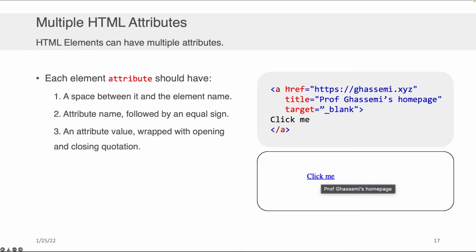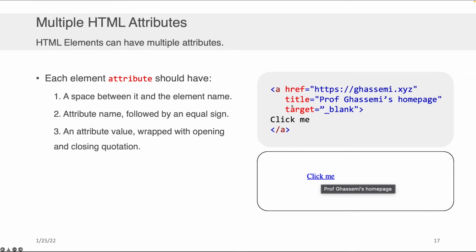I also want it so that I give this link a title. What this will do is it will make it so that when I hover my cursor, as I'm showing you there on the bottom, I'll get this nice little pop-up that says more information about that link. In this case, I want it to say that it's Professor Gassimi's homepage. And finally, I can specify through the target attribute some information about whether I want to redirect my current view there or I want to open a new tab. If you want to open a new tab, you use this underscore blank as the value for the target attribute.